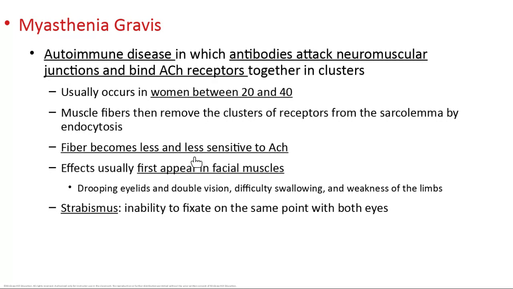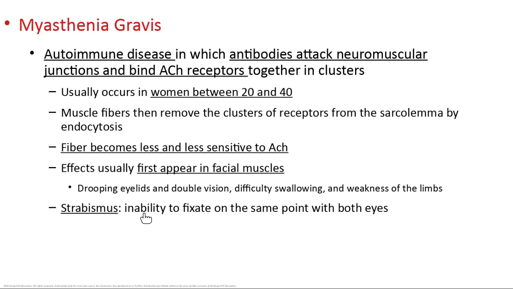So our muscle fibers will not be as responsive to ACH. It's not that the person's paralyzed. They still have some ACH receptors. It's just that their movements aren't going to be as great, or it's sort of like the movement's inhibited. And you will see generalized weakness of the limbs, drooping eyelids, difficulty swallowing. You may have double vision.